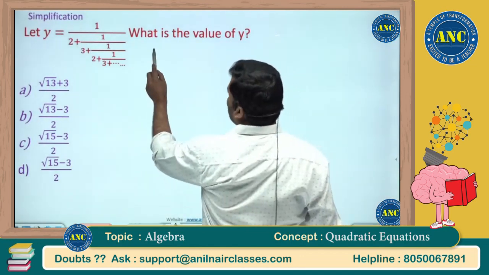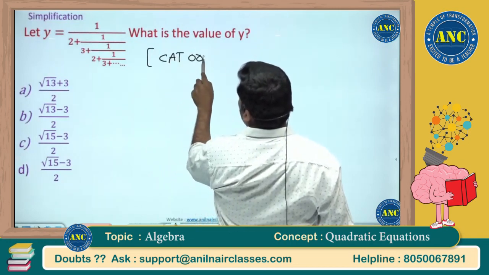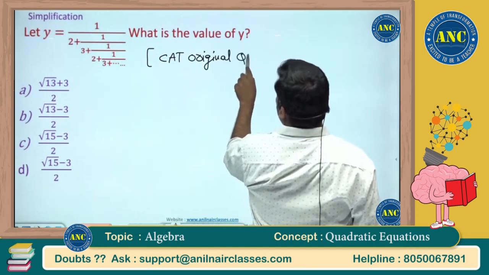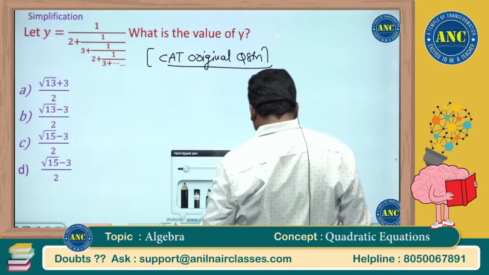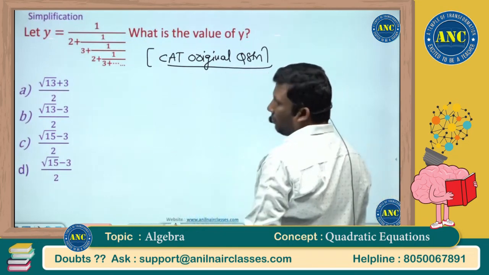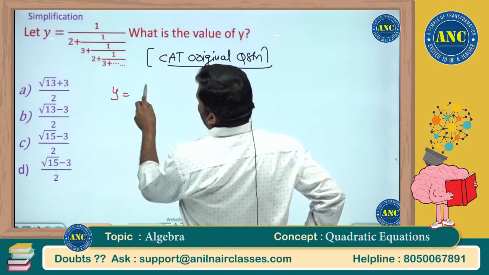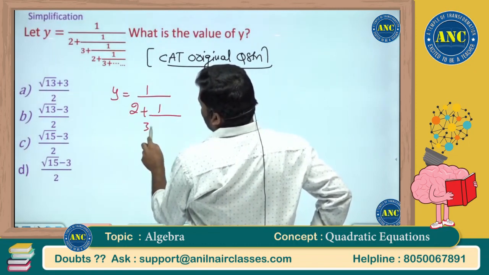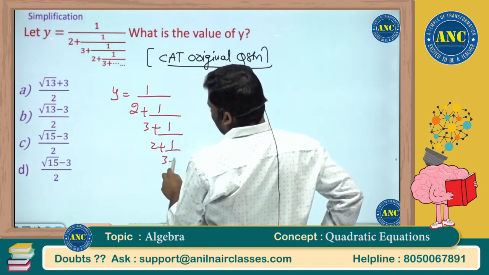This is a CAT original question problem. y equivalent to 1 by 2 plus 1 by 3 plus 1 by 2 plus 1 by 3 plus, and so on.